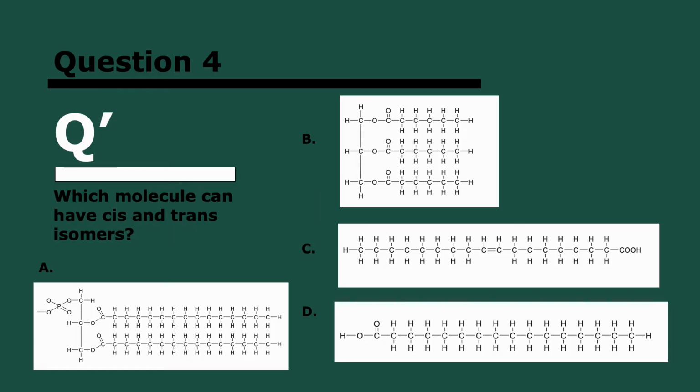Okay, so now on to the next question. This is question 5. Sorry, this is a mistake. Which molecule can have cis and trans isomers? Again, 3, 2, and 1.